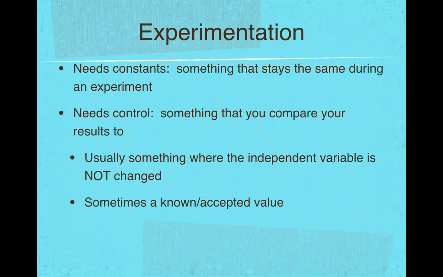The other one is sometimes a known or accepted value. An example of this would be the known acceleration due to gravity. It's a known value. So we can compare how our objects fall, calculate that acceleration due to gravity, and see how our results compare to the given value of that acceleration.